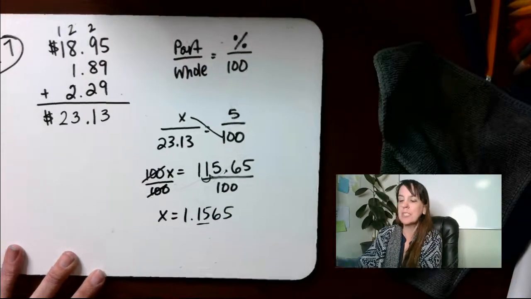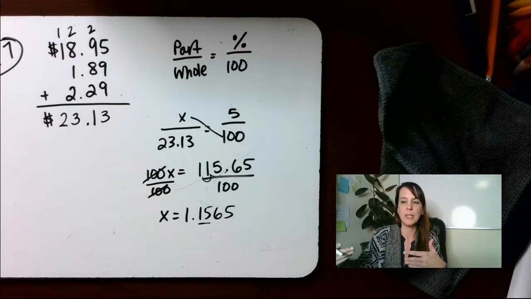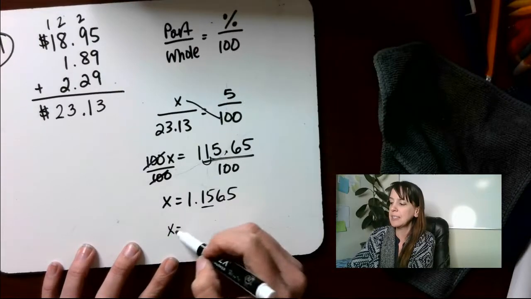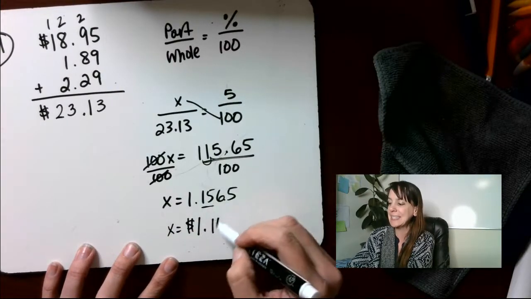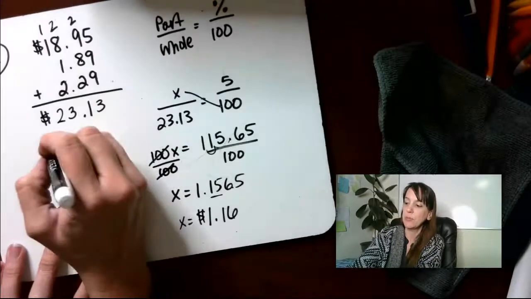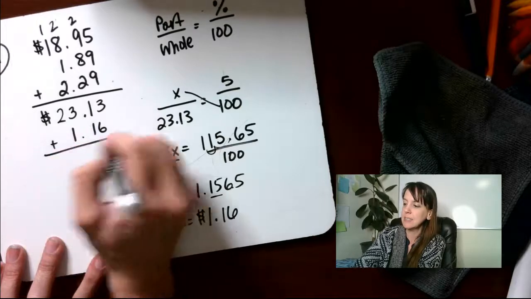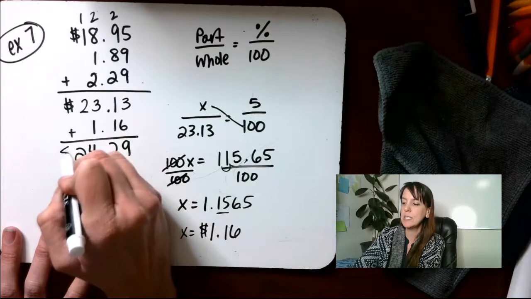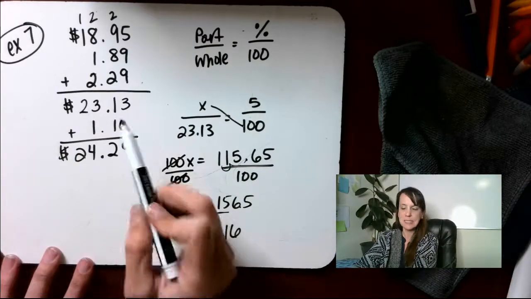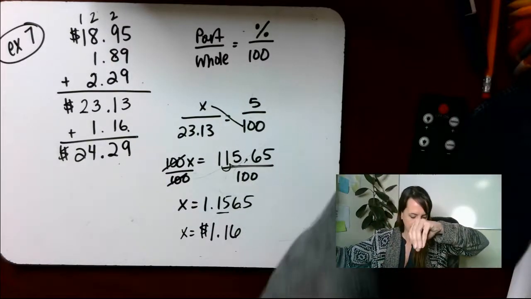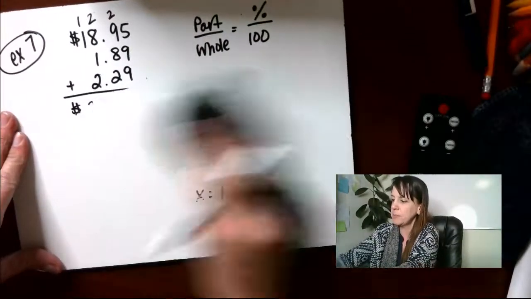So 1.1565. Well, we're dealing with dollars and cents. So we have to round. So we're going to look at this guy. This rounds this guy up. So X is going to equal $1.16. So that's the tax, right? So if we add our tax to this, $1.16, that's going to be 9, 2, bring down your decimal, and so 20. So your tax amount is $1.16, your total amount is $24.29.